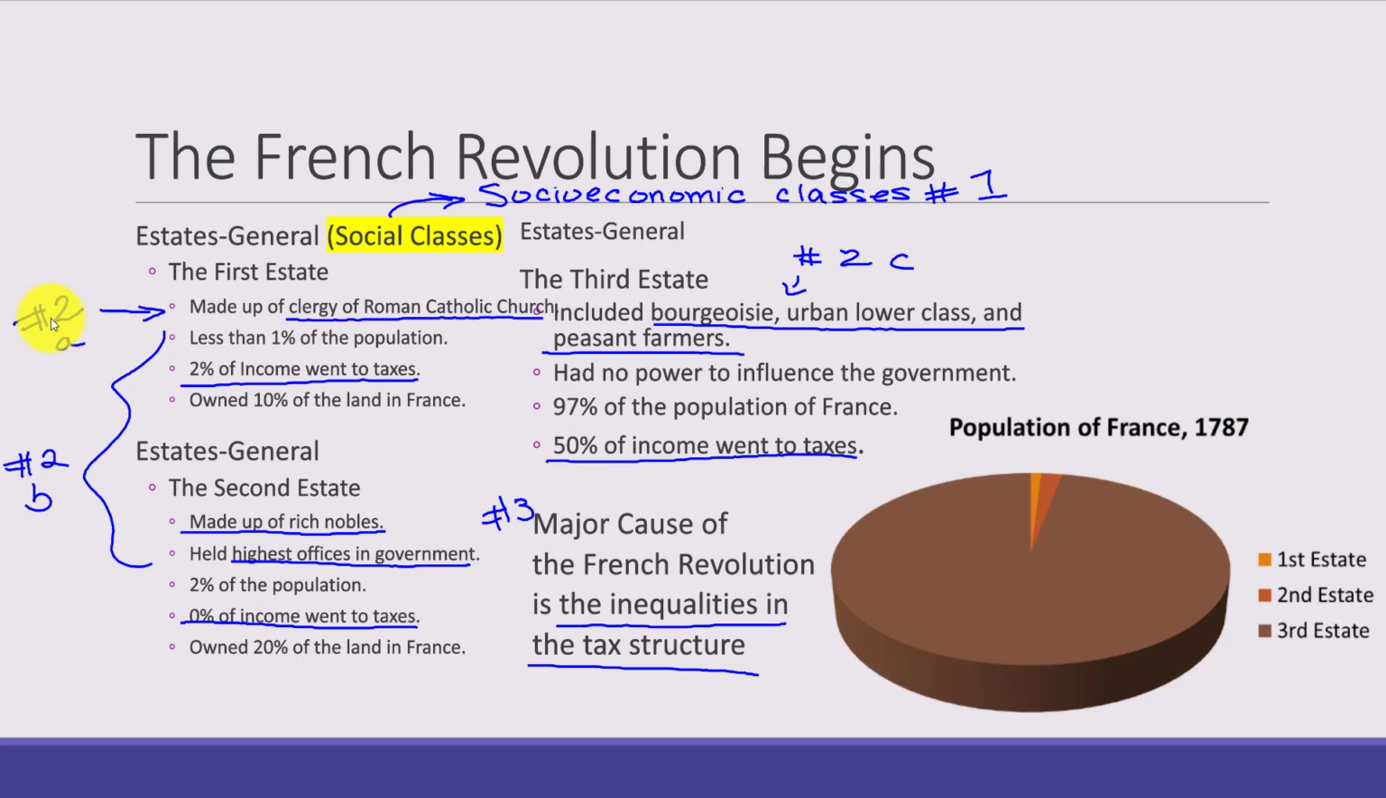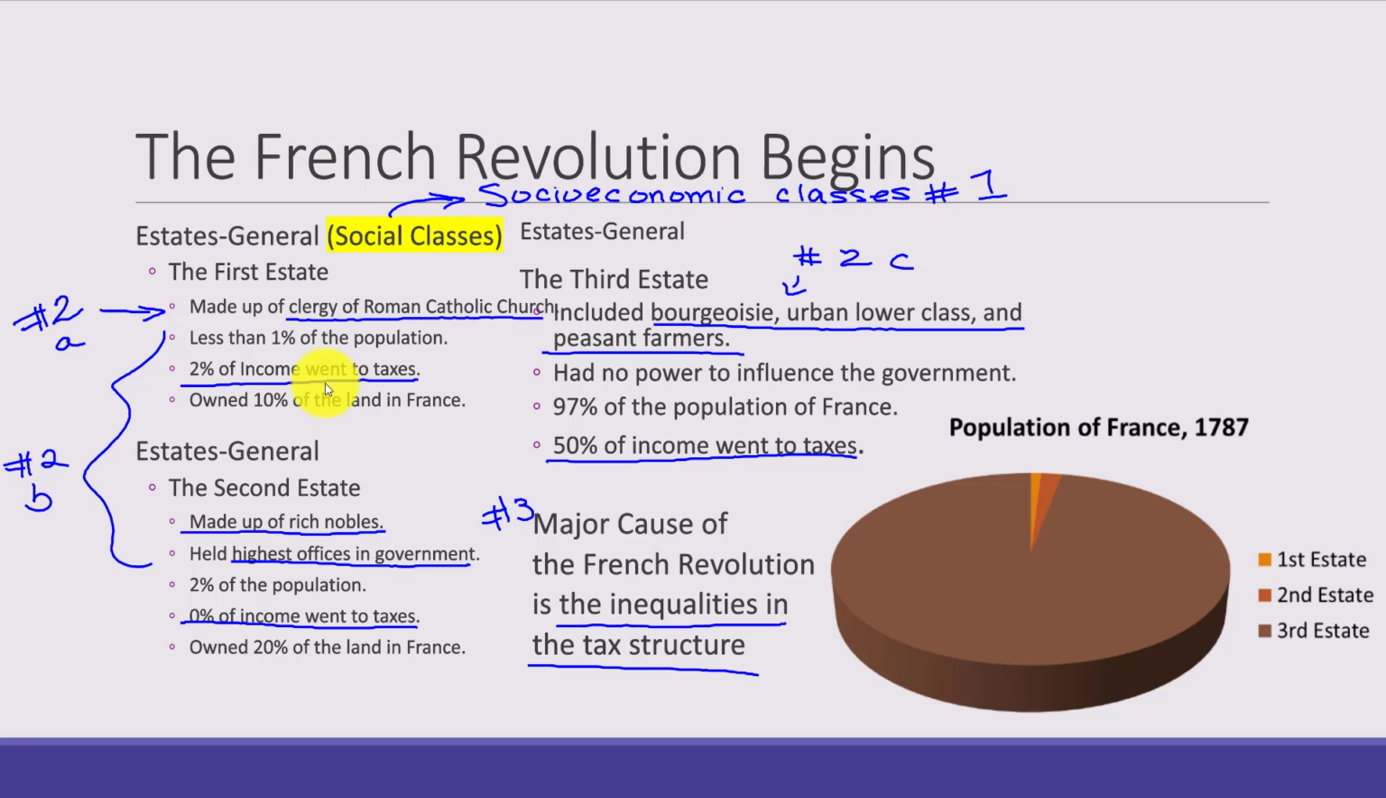Okay, and as you see here, I have different numbers, right? So for part A, the first estate was the estate that made up the clergy, or the pastors, the priests, the cardinals, and so forth of the Roman Catholic Church. However, 2% of their income went to taxes.